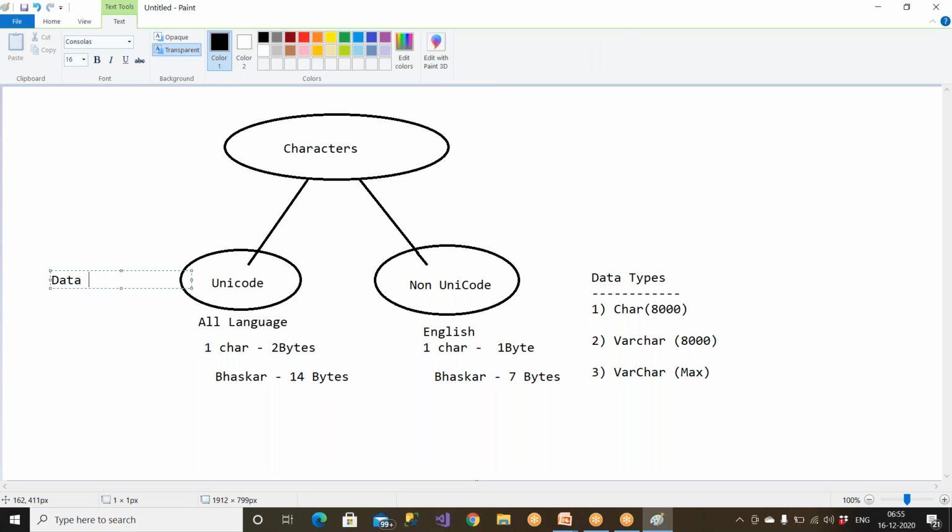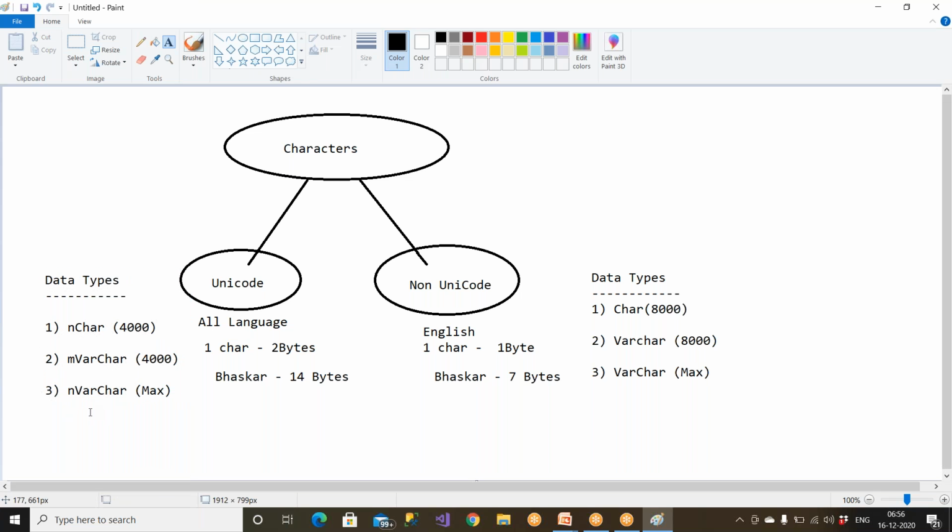But I want Unicode data types as well. So SQL Server has a few more data types to store all languages' data. The first one is called nchar, which occupies 4,000 characters. The second one is called nvarchar. N stands for national char, national varchar, with 4,000 maximum characters. You can use it. And if you want to store more than 4,000, then you can go for nvarchar max. These are the three data types given by Microsoft.